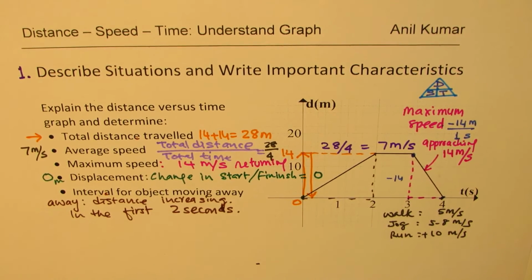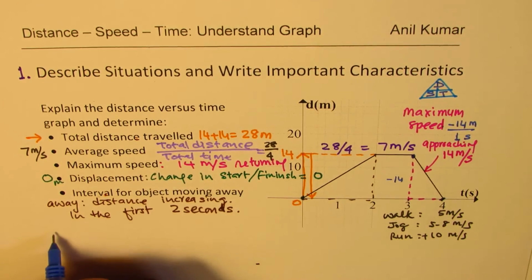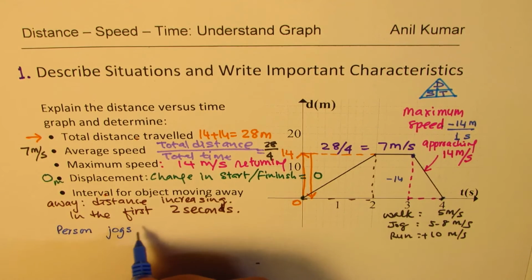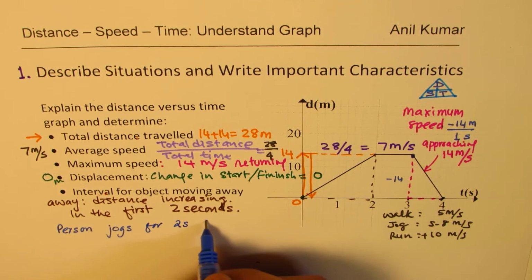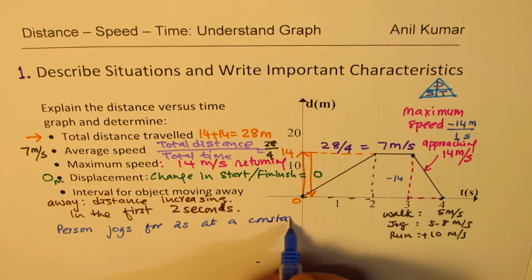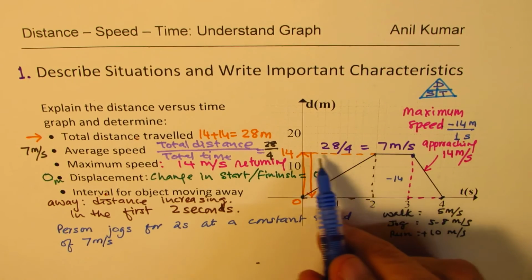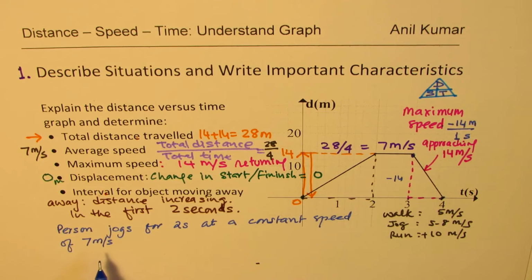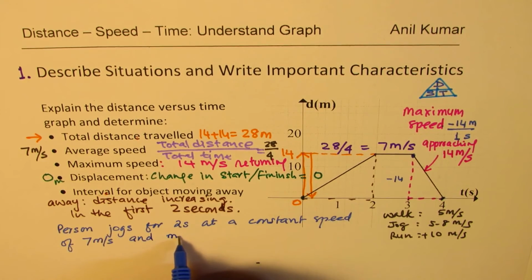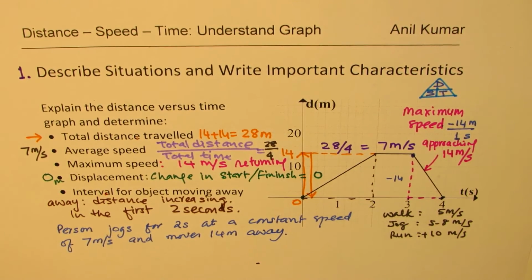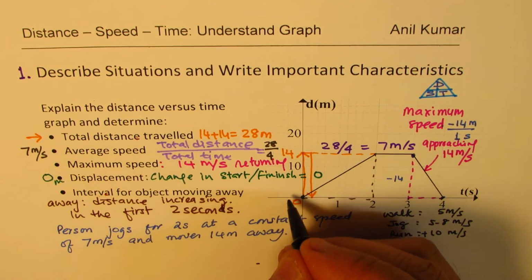So in our case, while describing, we can say that the person jogs for the first 2 seconds at a constant speed of 7 meters per second. He has covered 14 meters in 2 seconds. Do you understand? Person jogs for 2 seconds at a constant speed of 7 meters per second and moves 14 meters away, right?